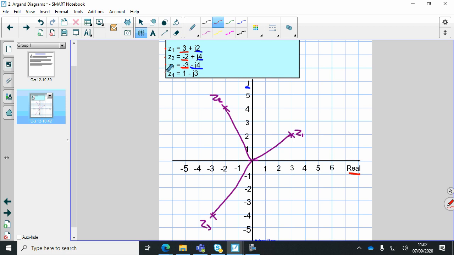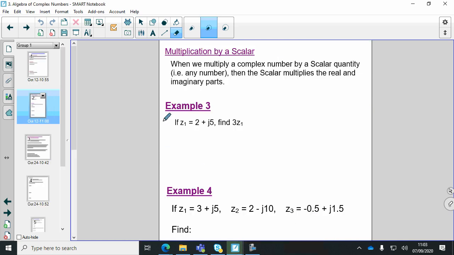And finally, Z4, the real part is 1. The imaginary part is -3. So we go 1 across and 3 down. And that is going to be Z4. And don't forget to join it up to the center like so. Okay, so that's how an Argand diagram is constructed. They're useful things to be able to use, as you'll see in lectures up and coming.